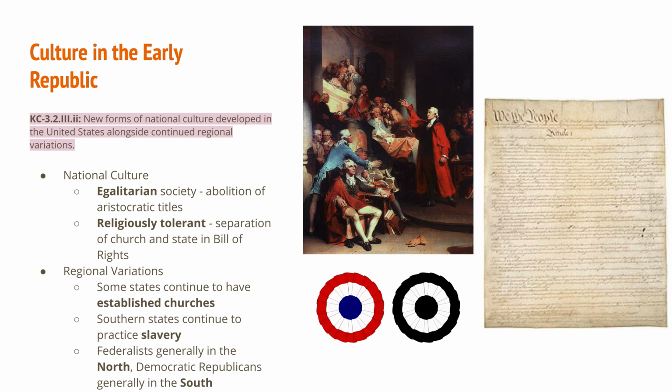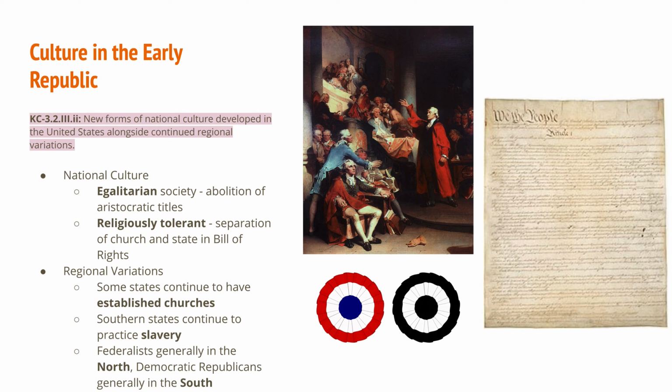So the national culture is going to be this new egalitarian society. That means that they believe that people are equal. This is furthered in the Constitution with the abolition of aristocratic titles. They are more religiously tolerant. We have separation of church and state written into the Bill of Rights. Most states have the separation of church and state. Only some states are going to continue to have these established churches.